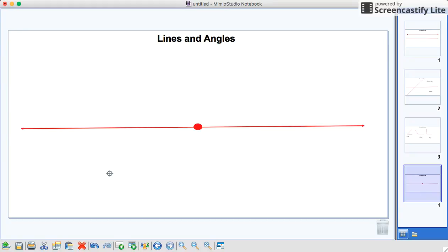A lot of people called this simply a line. I hate to tell you guys, but this is not a line. This is a straight angle.